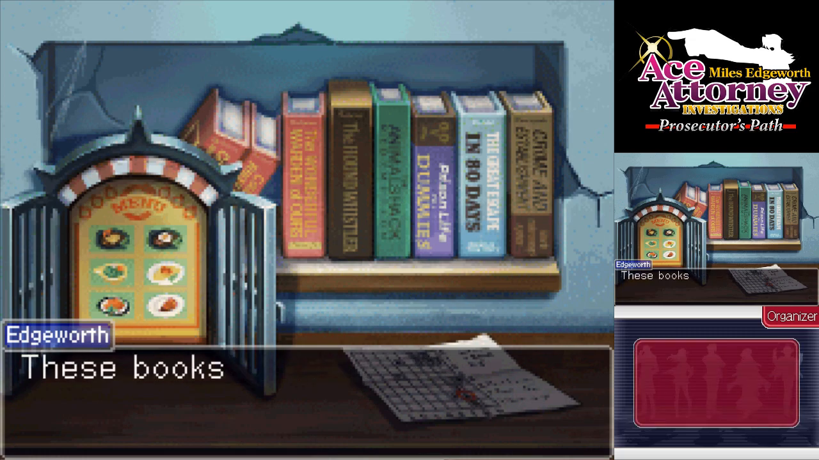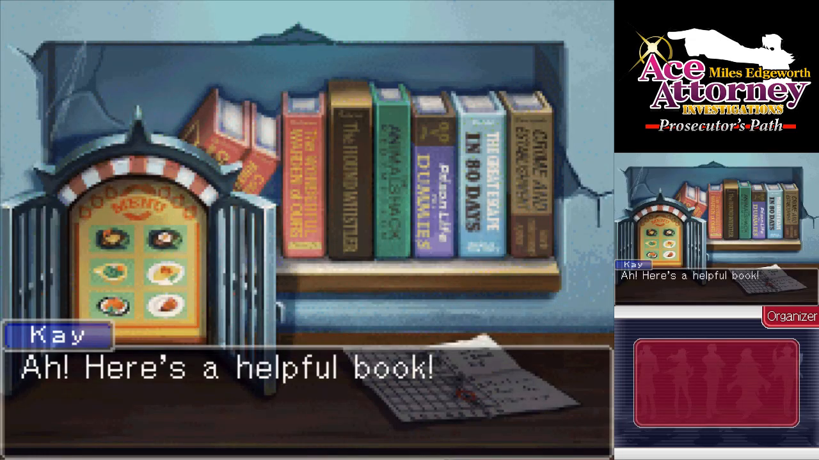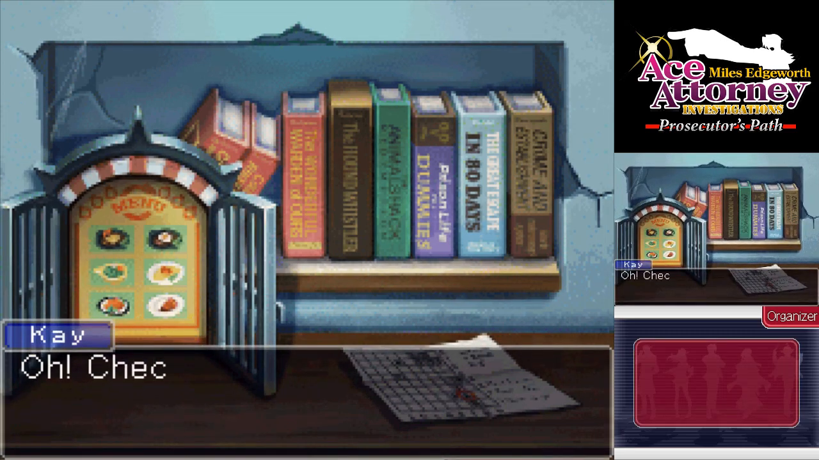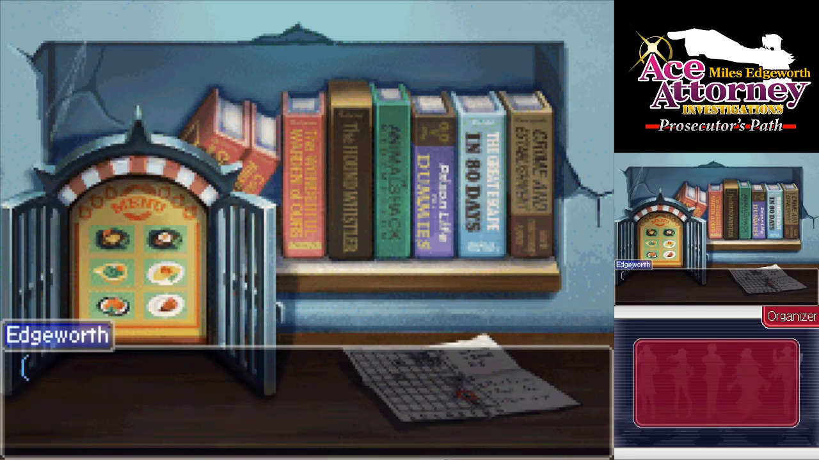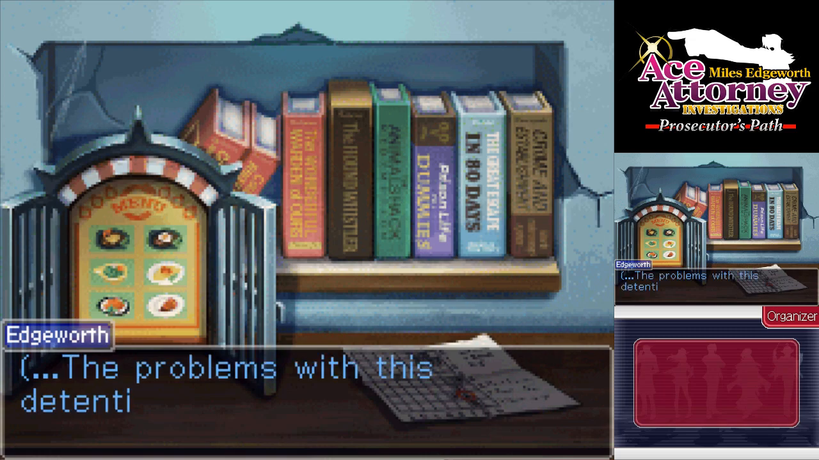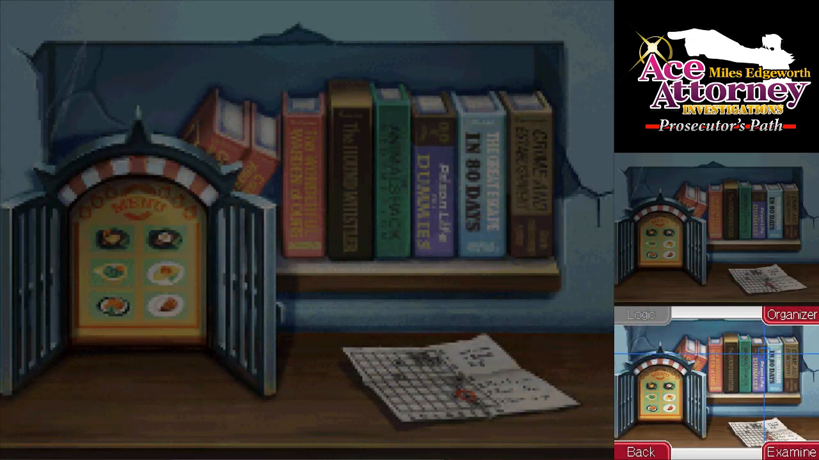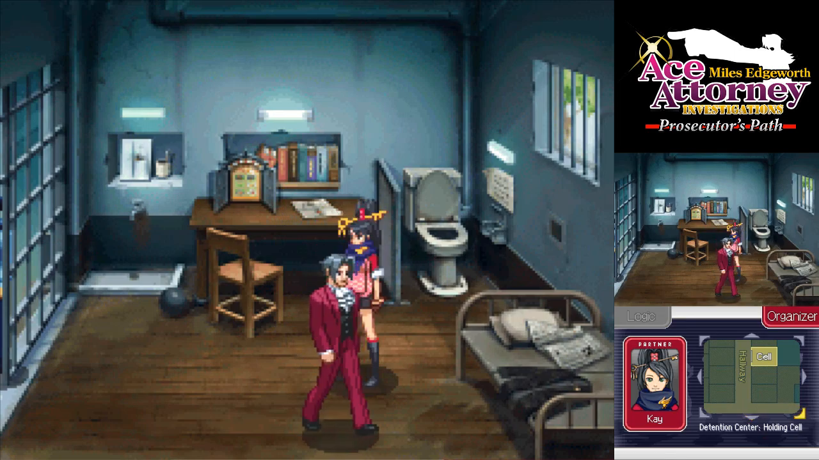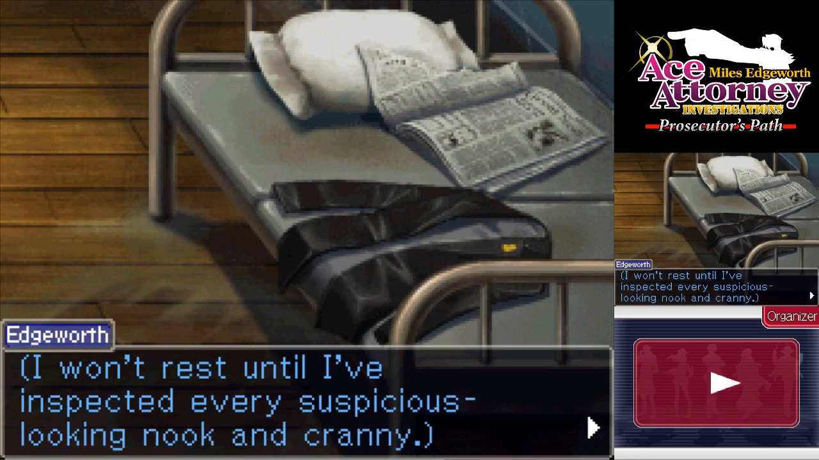Prison Life for Dummies. These books were written by model prisoners and former inmates. Here's a helpful book. The Great Escape in 80 Days, based on a true story. Oh, check this one out. Crime and Establishment. How to Make Money in Prison. The problems with this detention center may run deeper than I thought. I won't rest until blah blah blah blah blah.